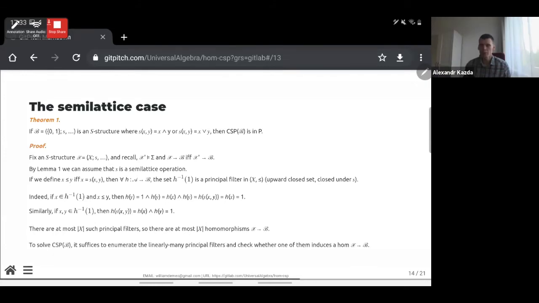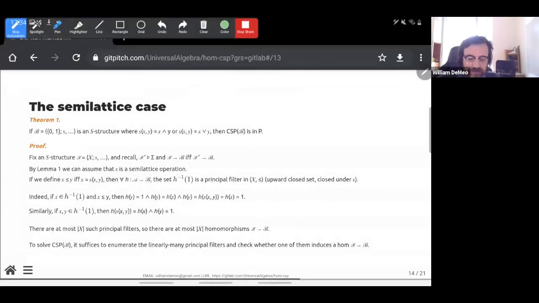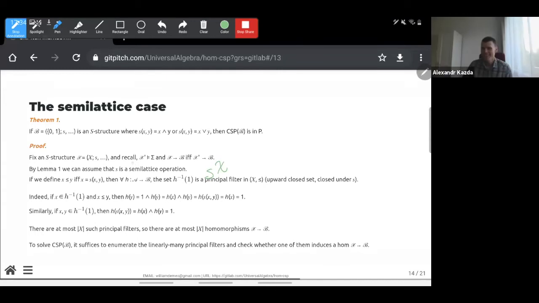Can I have a question? So you're using this reduction here. I assume that this reduction doesn't change the number of homomorphisms significantly going from X to X prime. Is this correct? That's correct. So yes, that's a good question. I think this is Alex Kozda who's talking now. Yes. So that's a good question.